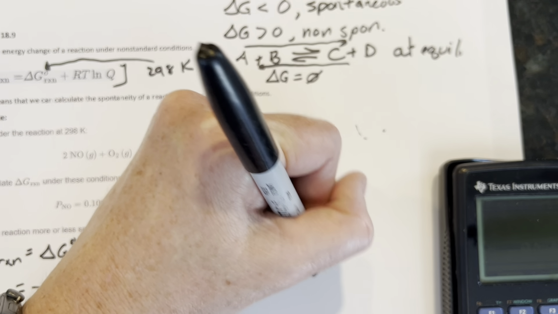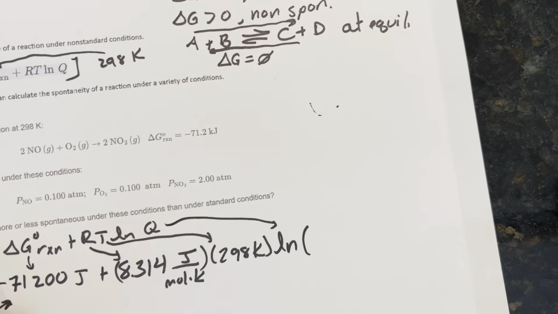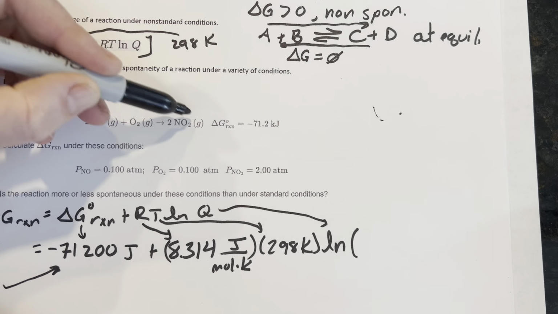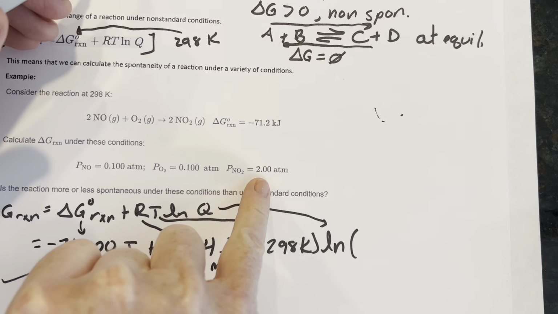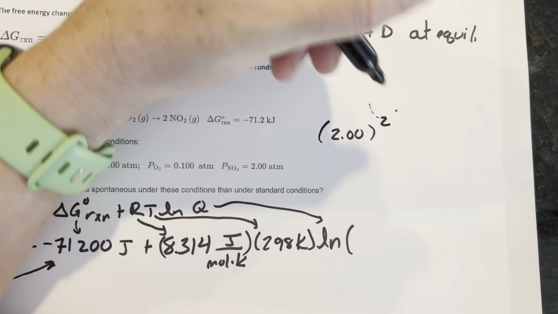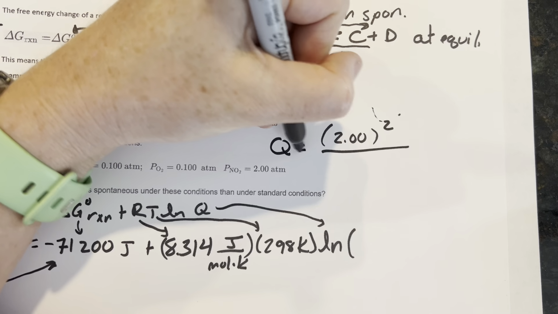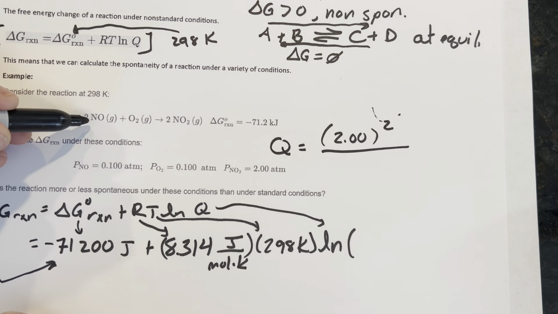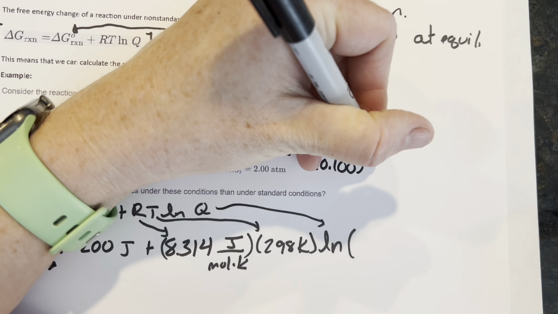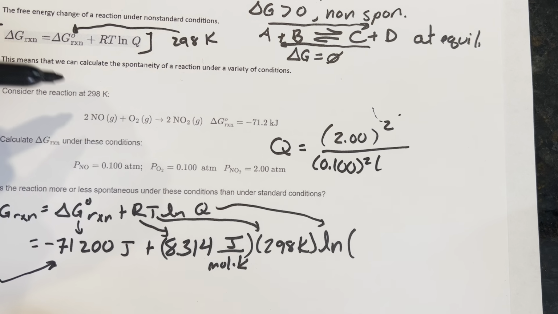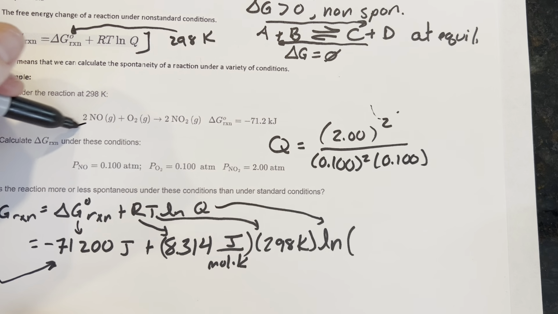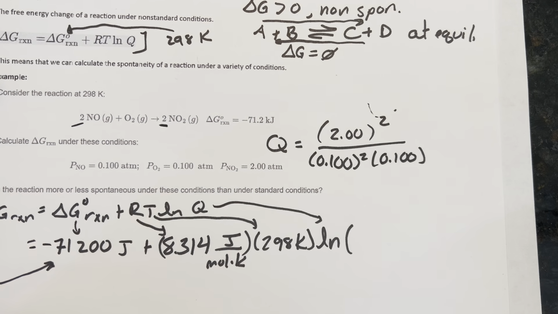Q is from the last chapter, but let's talk about what Q would be. Remember, Q is products over reactants. So our product was this NO2, and it tells us that NO2 was 2 atm. So we'll have 2 atm squared divided by our reactants, this NO, which is 0.1, squared, times this O2, which is also 0.100. These squares are coming from the coefficients here and here.